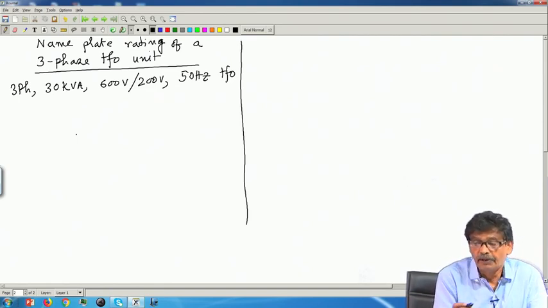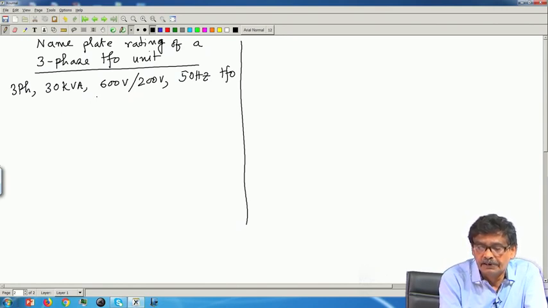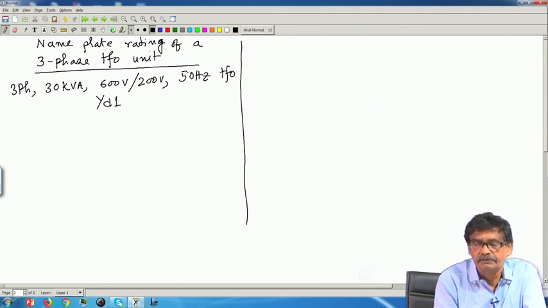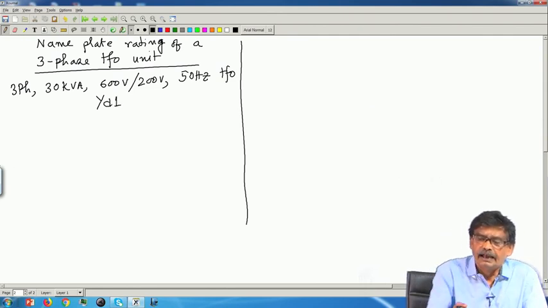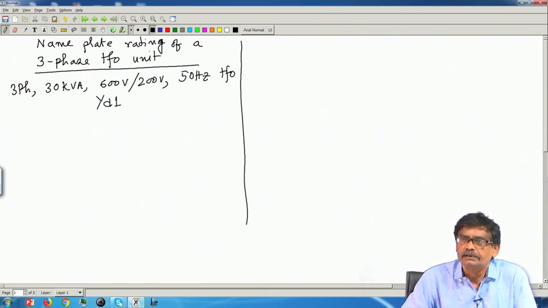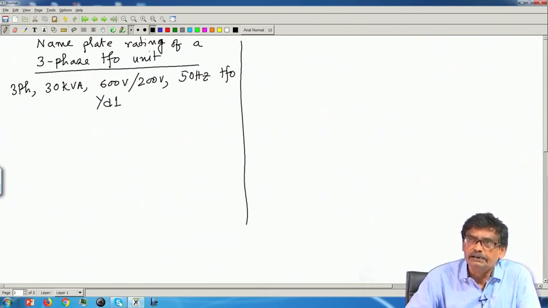Also, you will be provided with the connections. For example, it may be given as Yd1. That means, the high voltage side will be connected in star, low voltage side in delta, and I know how to connect them.